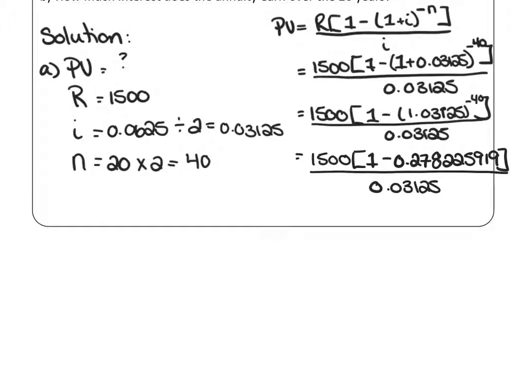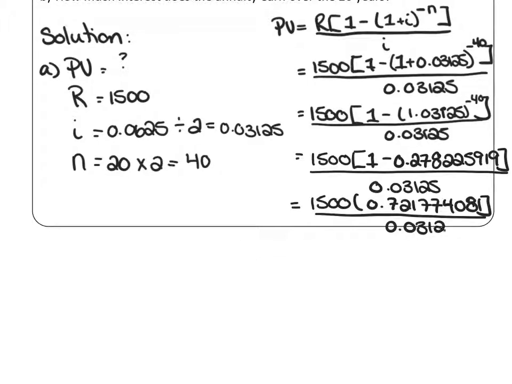We're going to finish the bracket off. 1 minus 0.278225919, which is 0.721774081, divided by 0.03125, and then we're going to multiply and divide.